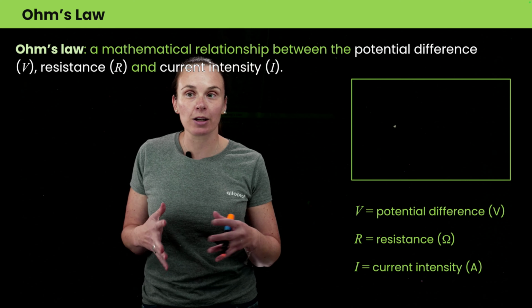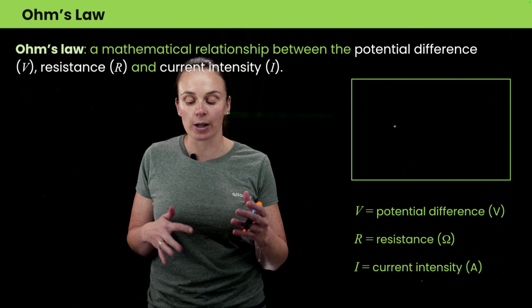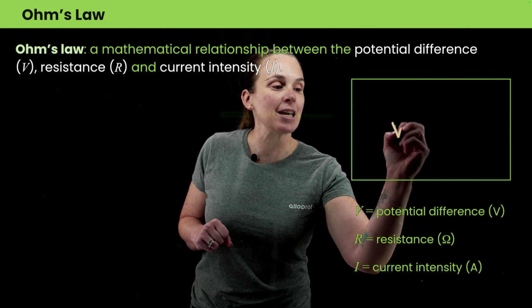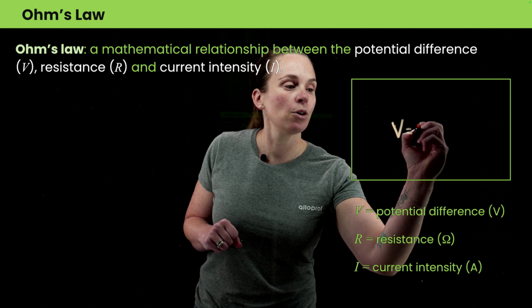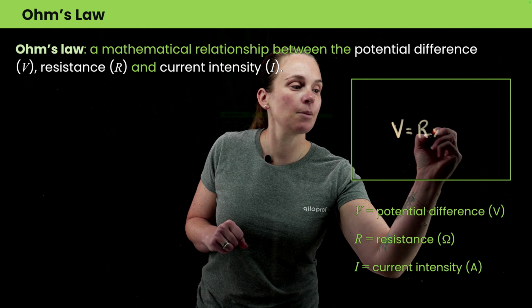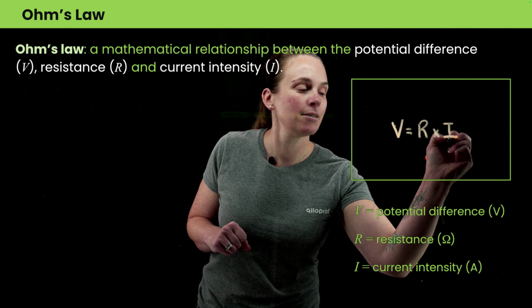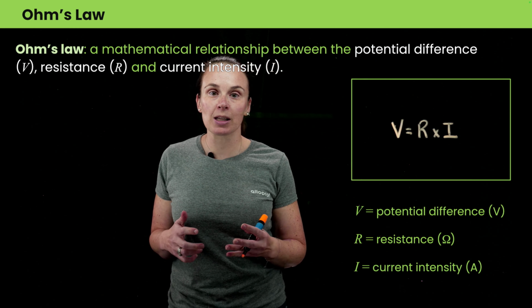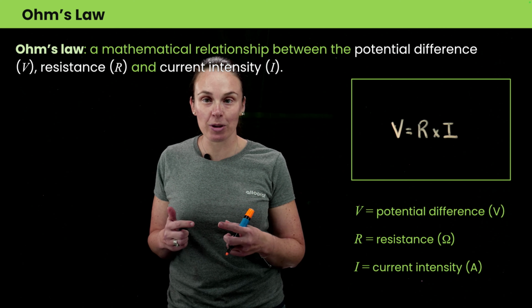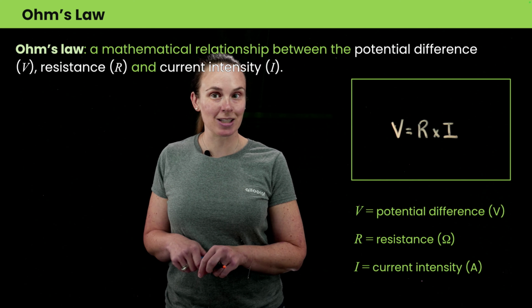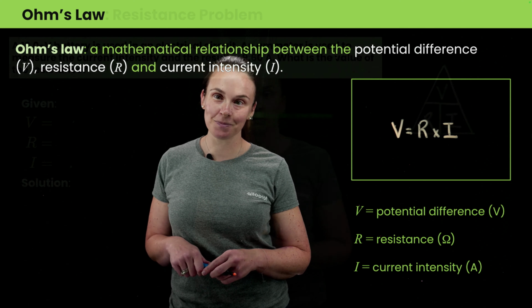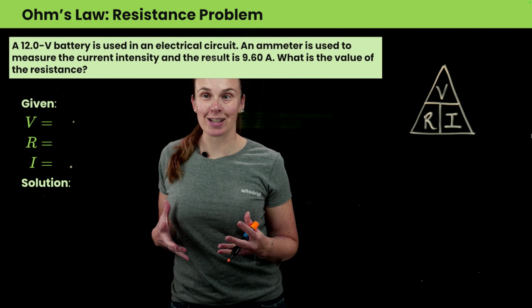So let's talk about the formula. The formula that we use for Ohm's law is the following: V is equal to resistance times intensity. That is the formula that we are going to be using and manipulating in the next couple of examples. Let's have a look.